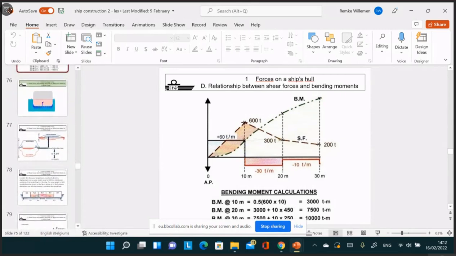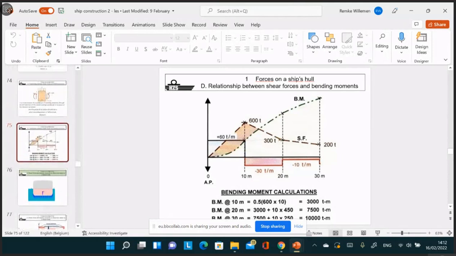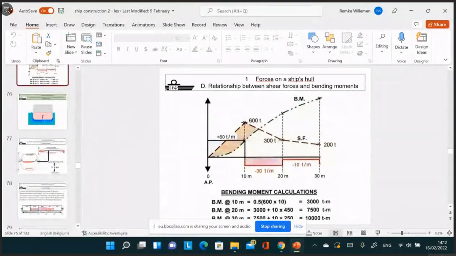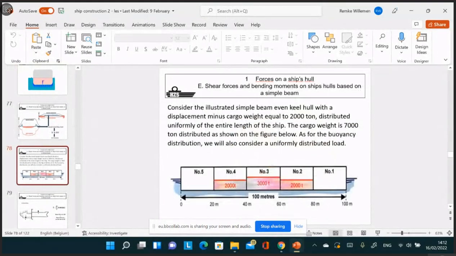Actually, I will go straight to an exercise. What this represents is a part of a vessel with holds of 10 meters in length. So you have a vessel, a simple beam considered even keel. Hold number 1 and number 5 in this case are empty. Hold number 4, hold number 3, hold number 2, they're filled up with a certain amount of cargo.